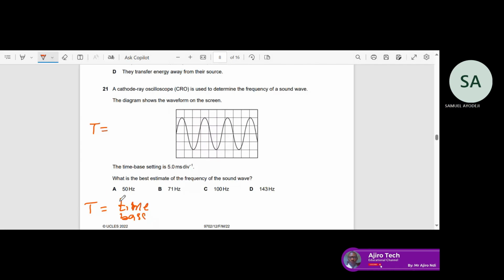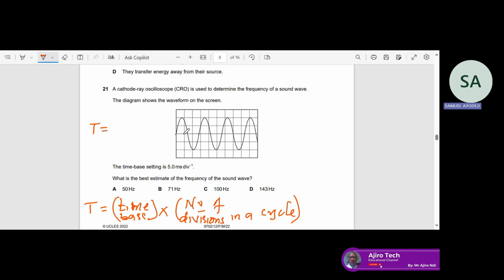Multiplied by the number of divisions in a cycle. A complete cycle is from here to here, from here back to this place. But we cannot really calculate how many O's there are here.